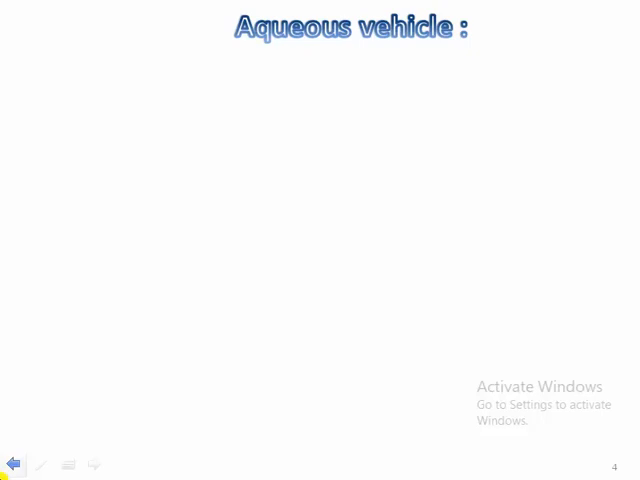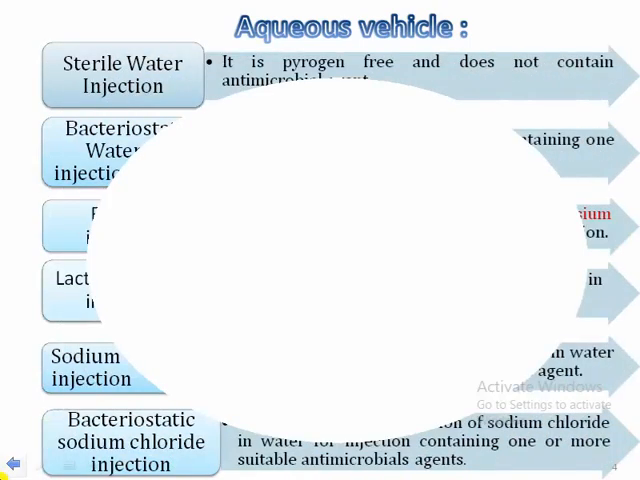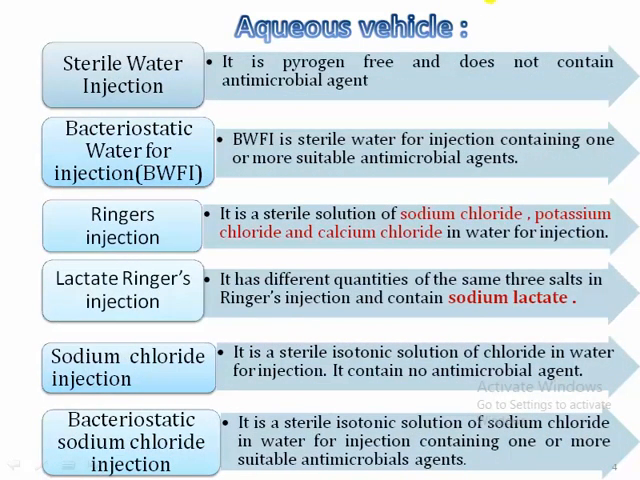Okay, so first is the aqueous vehicle. Now this is the classification of aqueous vehicle. Here these are the products we have to use. Aqueous vehicle means you can say water, but these are parenteral preparations, so we require water in a sterile condition. That's why the first one we require is sterile water for injection.